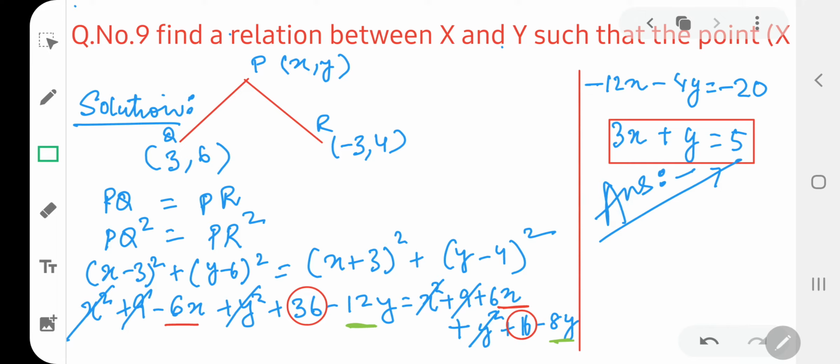So we are able to find only one equation. That's why he is saying to find out a relation between x and y. That means we have to frame an equation between x and y. So we will start with whatever is given to us in the question. We are given that PQ is equal to PR.